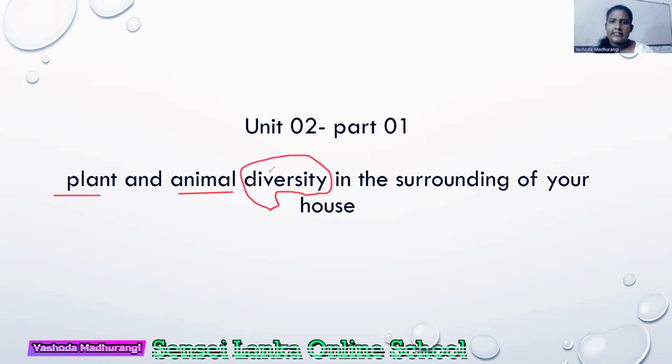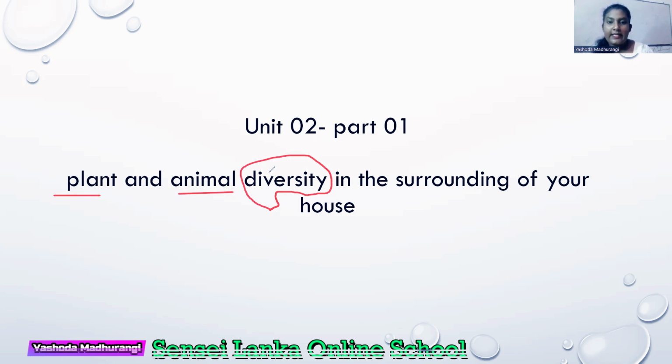So what is diversity? Sometimes there are different kinds of plants in our environment. Maybe coconut tree, jack tree, sometimes tea cultivation. Like that, there are different types of trees or plants. And there are various animals in our surrounding. So when there are many species, when there are many types, we say diversity. So plant and animal diversity in the surrounding of your house.